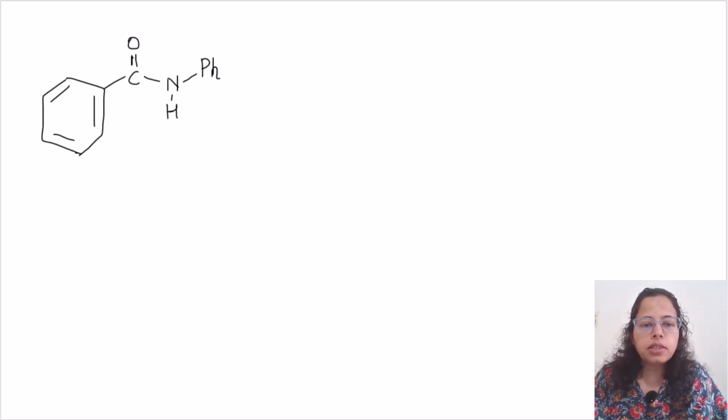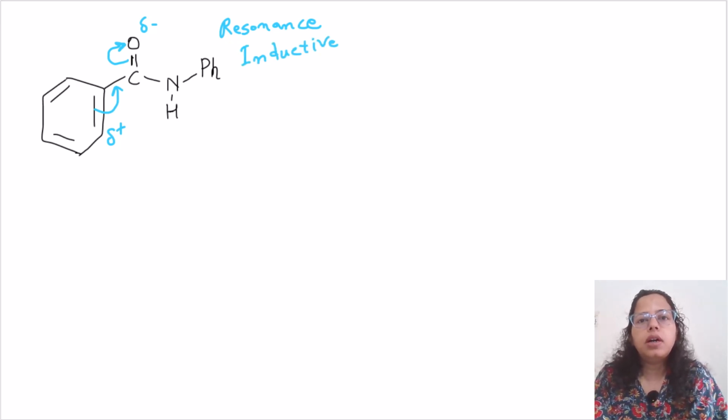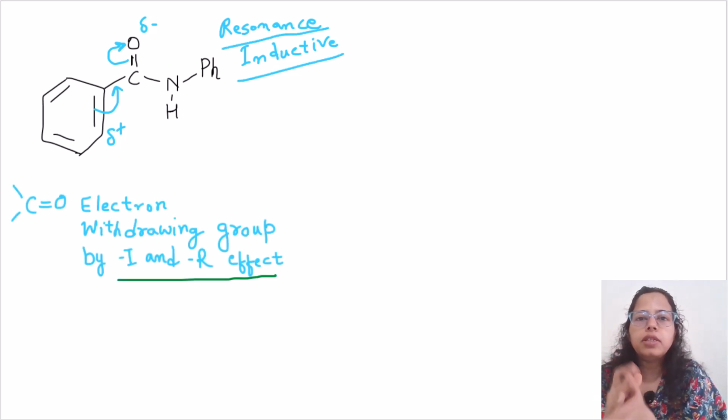Through resonance, since oxygen is a highly electronegative atom, it will withdraw electrons towards itself, and the ring electrons are delocalized more towards the oxygen. So it develops a partial negative charge, delta negative. So it is electron withdrawing through resonance as well as through the -I effect, the inductive effect. Inductive effect also, because oxygen is much more electronegative than carbon, so it will have a tendency to withdraw electrons towards itself. And what is the result of this?